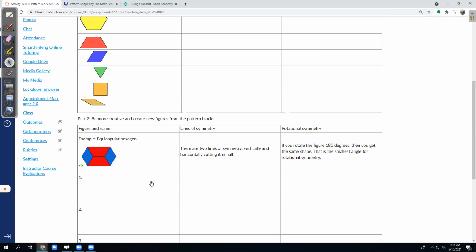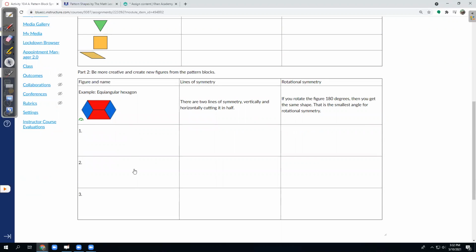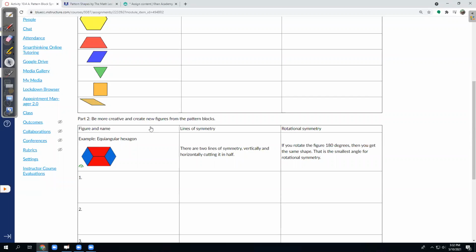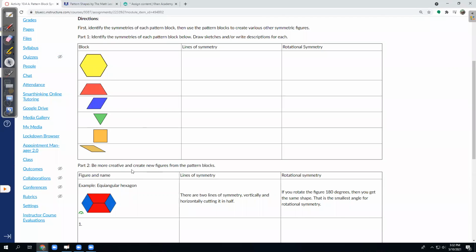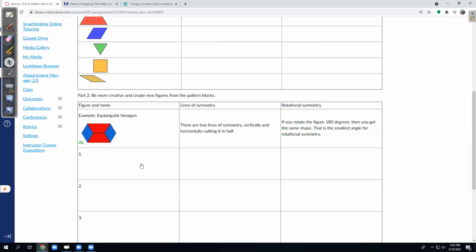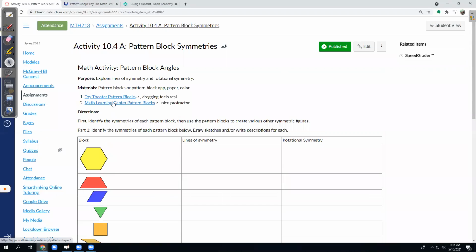So then your goal is to create a couple of other shapes, and they may have symmetry or may not. So I'm going to do one more of these here, and then I'm going to make up another shape here and see if I can explore the symmetries in the pattern blocks. A new page.